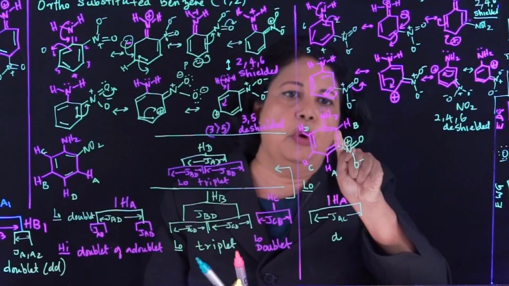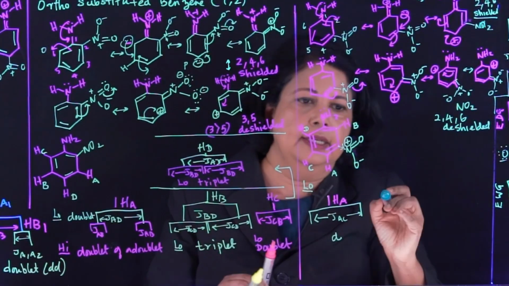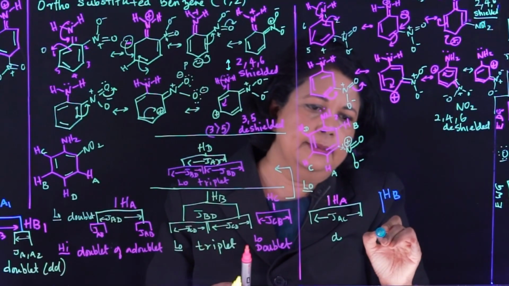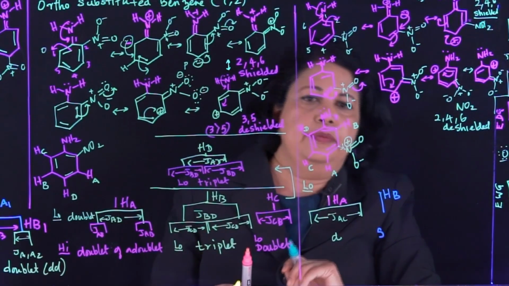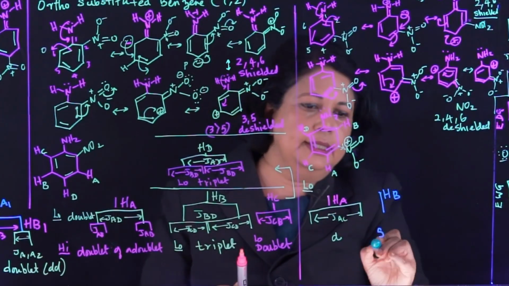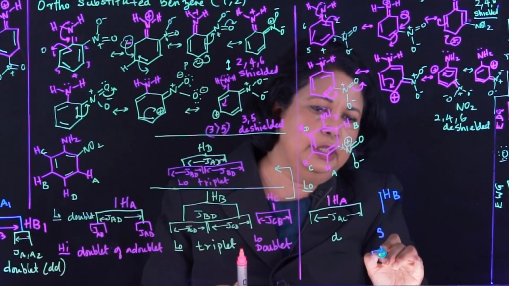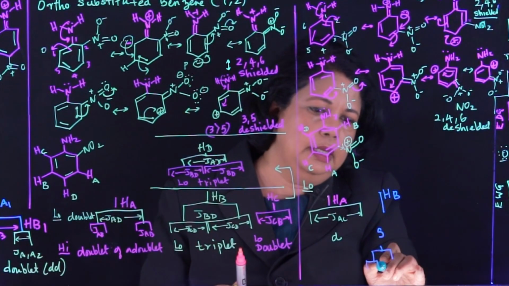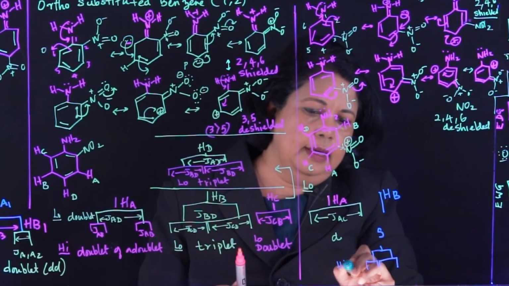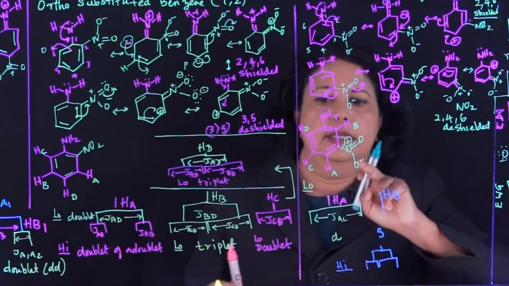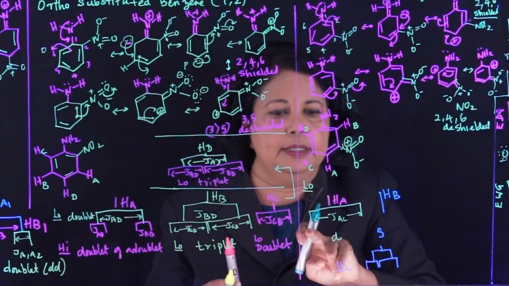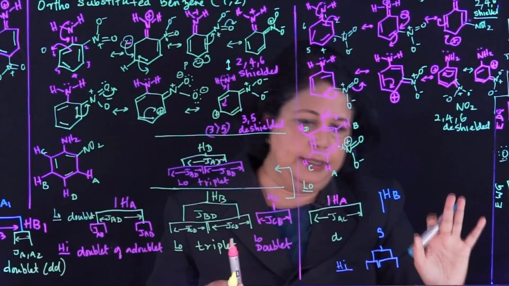B really has no ortho proton. So if you have HB here, you would get just a singlet. But if you have a higher resolution, you would see a doublet of a doublet. It could be split into a doublet of a doublet if you have a higher resolution. Okay? High resolution. It's the same with A. HA can be split into a doublet of a doublet by HD and HB.